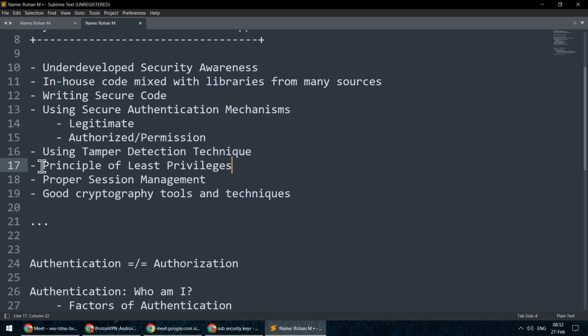Then you should be following the principle of least privileges. In real life, the term privileges means something you have exclusive access to. For example, with your ATM card, you are the only person who can withdraw the cash. This is your privilege. I cannot withdraw cash using your ATM card, at least not in the ideal case. That is a privilege, something you have exclusive access to.